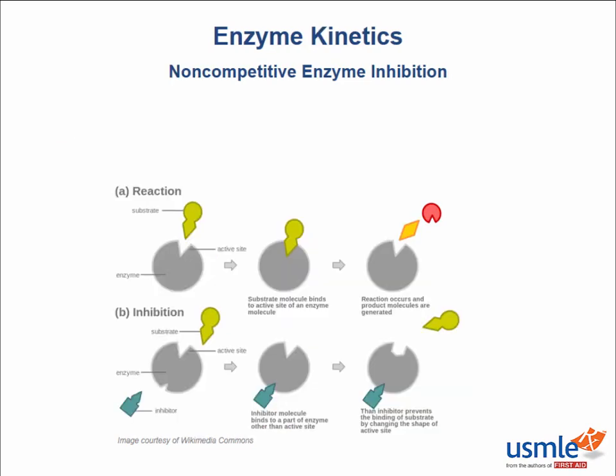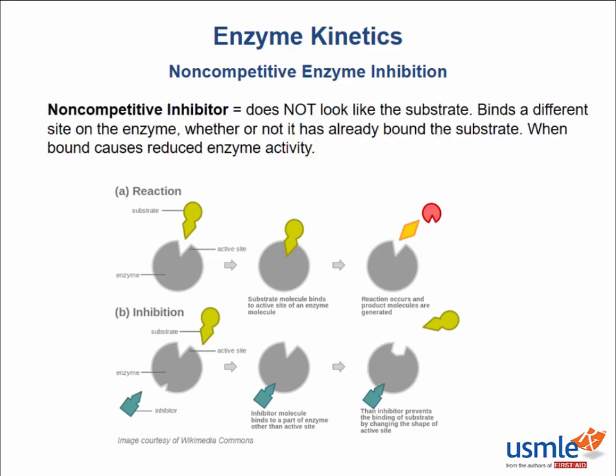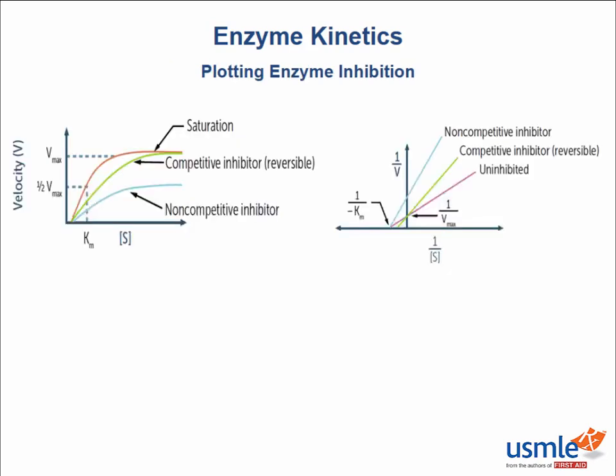And what about a non-competitive enzyme inhibitor? A non-competitive inhibitor does not look like the substrate and therefore does not compete for the enzyme's active site. Instead, a non-competitive inhibitor will bind a different site on the enzyme altogether, whether or not it has already bound the substrate. The site a non-competitive inhibitor binds is called a regulatory site, and when bound causes reduced enzyme activity. Now let's see how a competitive and non-competitive inhibitor would be plotted on our Michaelis-Menten and Lineweaver-Burk plots.